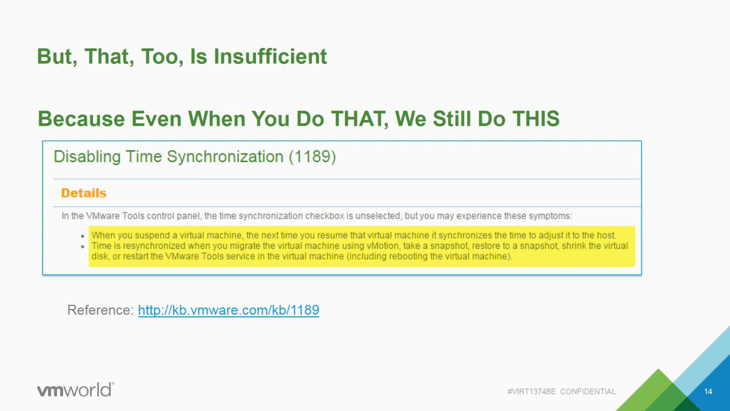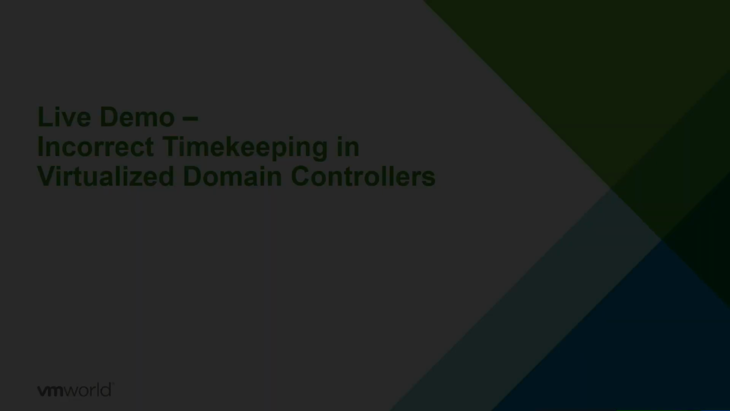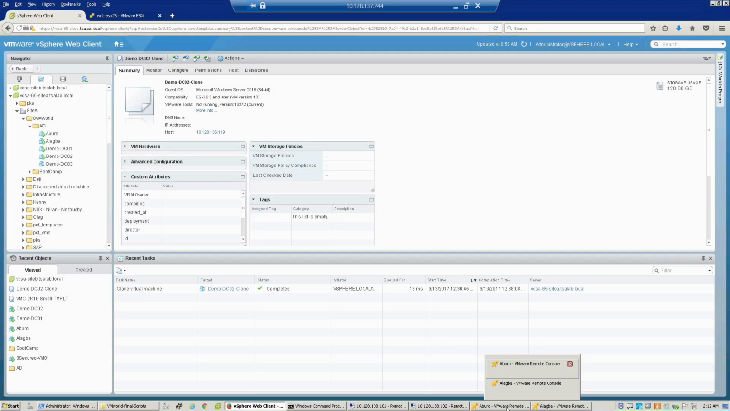So what we want to do now is hop over to our demo lab, everybody crossing their fingers, and show you what happens when this goes wrong. So this is what we call living dangerously, our demos. So please pray for us.